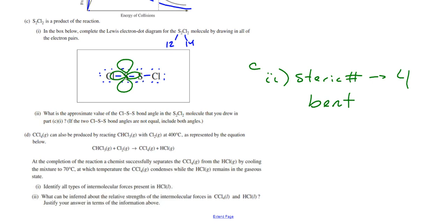So the angle I feel the best about would be 105. They give you 104 to 110. So if you don't know, just throw something down. Throw 109.5. Throw an angle you remember. You might get away with it.